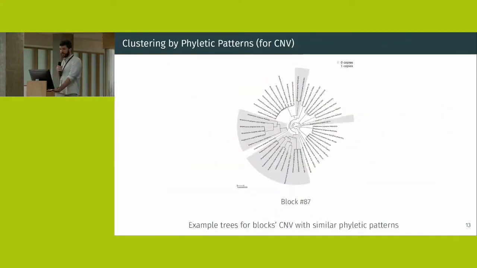And also there are cases when some patterns of some colorings are very similar for different blocks. For example, here the block 87 has a very similar phylogenetic pattern with block 91. You may see here they're more or less the same. There is just a slight difference.